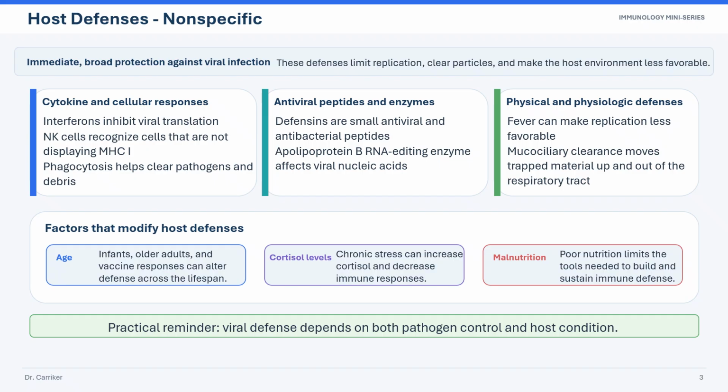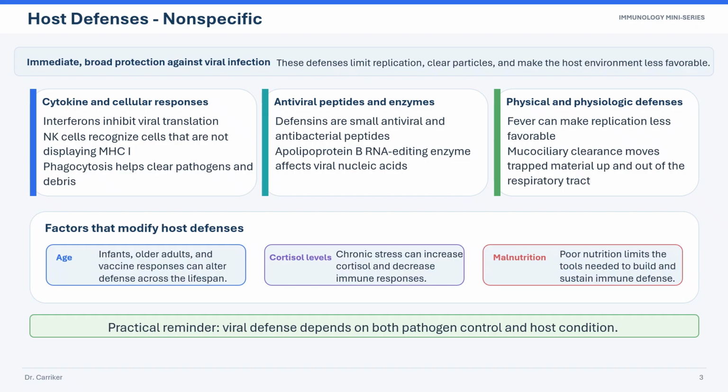More specifically, interferons can inhibit viral translation, which means they reduce the ability of the infected cell to produce viral proteins. Since viruses depend on host cells to make more copies of themselves, anything that interferes with that process can slow down the infection. Natural killer cells are another major nonspecific defense.